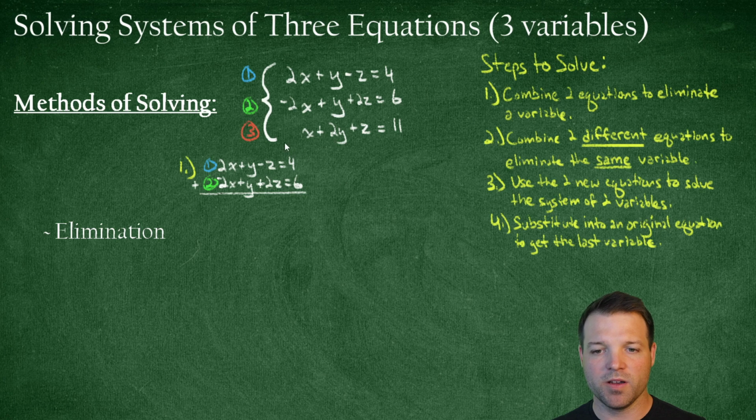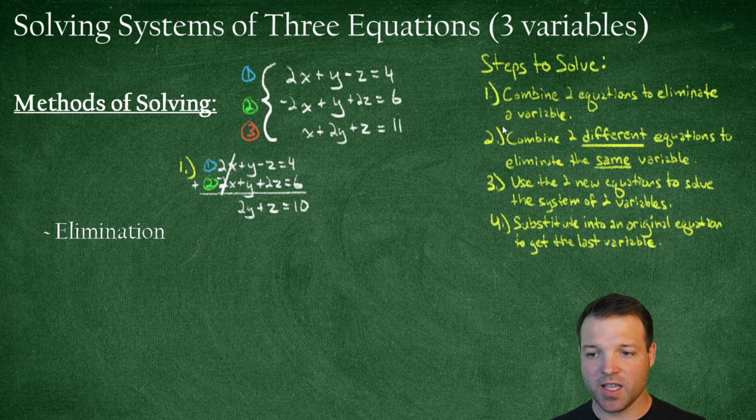All right, so step 1 is going to be combine 2 equations. So in this case, I combined equation 1 and 2 because the x's will cancel. I don't have to change these at all. I don't have to do any algebraic manipulation. So once I add these up, then I get 2y plus z is equal to 10.